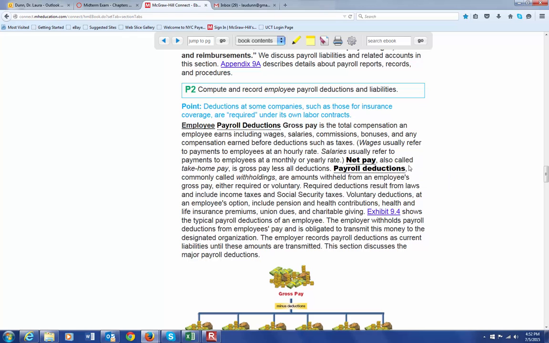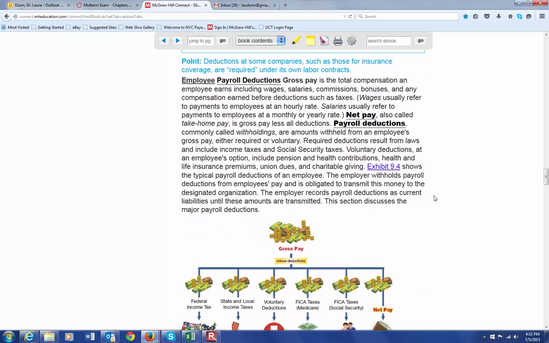So the net pay, or the take-home pay, is your gross pay minus all the deductions. The most common deductions are income taxes, federal income tax and state income tax. Now here in Florida we have no state income tax, but most states in the country do have a state income tax. And then Social Security taxes.